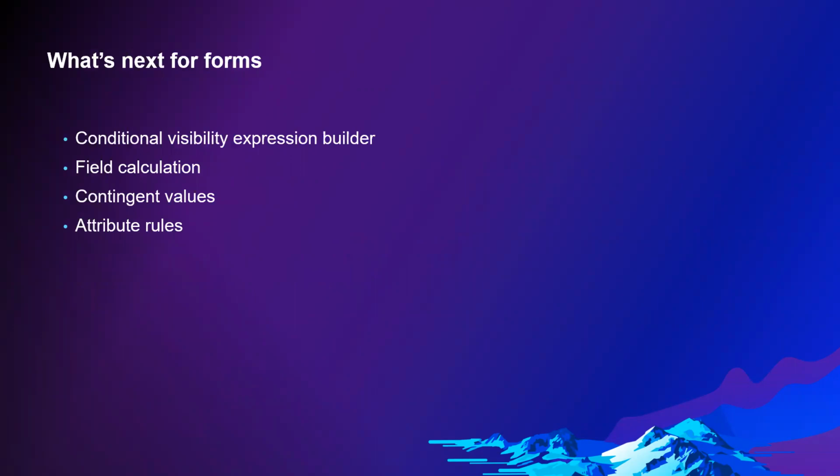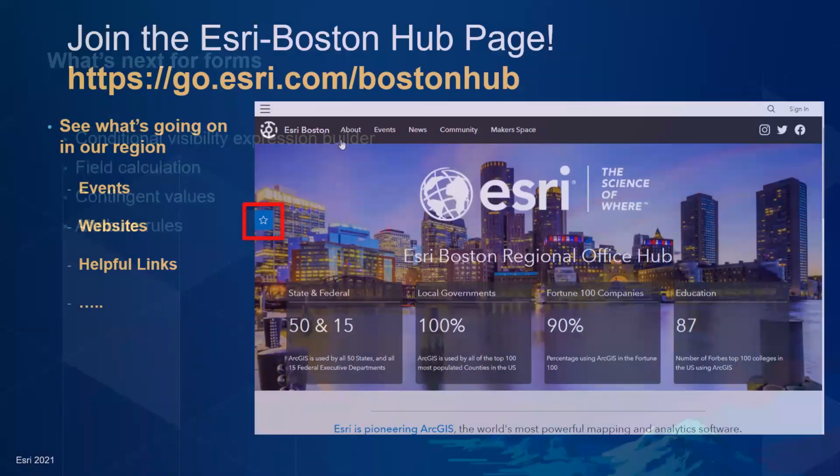Like I said, what's next is the conditional visibility expression builder. Field calculation is going to be in there as well. So you could say, if I put in two or three different numeric values, I want to add those all up and put them in another one. And then respect for contingent values and attribute rules. If you've used those in Pro at all, you know what I'm talking about. And so have those be respected, because right now they don't work across smart forms.